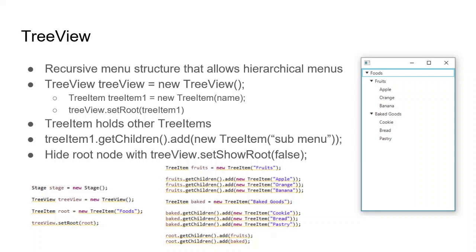So you see we start with a tree view, and tree views contain tree items. So we start by setting a root. In this case, this root would be foods. And the foods, at least in this example, has two subcategories, fruits and baked goods. And those have further sub-tree items, which have no children. So they are, I guess, leaf nodes. And these are the names of the different food items.